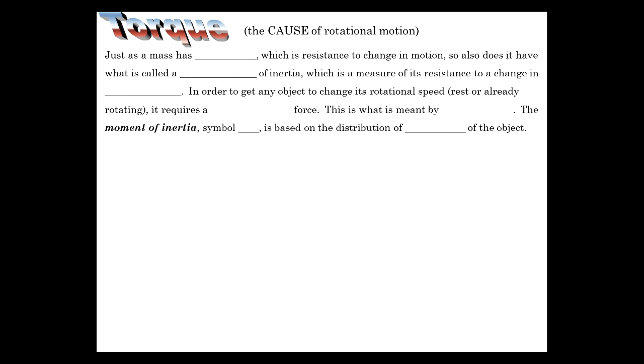Well, just like force is what causes translational motion, torque is what causes rotational motion. And although we're not going to carry these thoughts too far in this course, I want to introduce you to just a little bit of what it takes to cause rotation or twisting forces. So a mass has inertia, resistance to any kind of change in motion, as we know. It also has a moment of inertia, which is a measure of how hard it resists a change in rotation, just like inertia in translation.